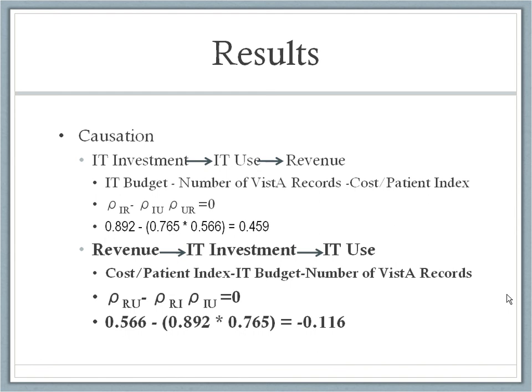The second pathway shown is that from a lesser cost per patient index to greater IT investment and thus more IT use. After plugging in the derived correlations to the shown formulas, the pathway which resulted in an answer closest to zero is the actual causation. As shown at the bottom of this slide, the closer causation is that in which a decrease in cost per patient index eventually led to a greater IT budget and therefore a greater use of.